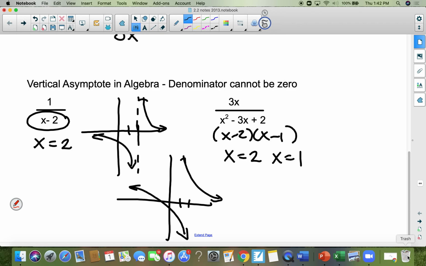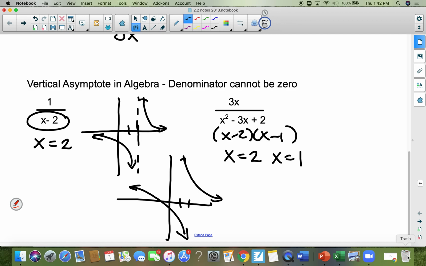You have to put a line in there to show that there's a vertical asymptote at 2, right? So how do you find the vertical asymptote in algebra? You set the denominator equal to 0, and that's what x can't be, because if it was that, it'd make 0 in the denominator. That's why it's called an asymptote.